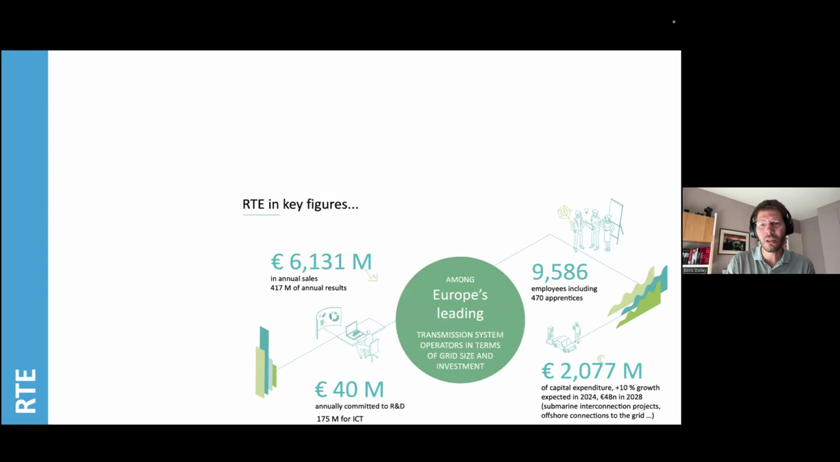We have 10,000 employees, and concerning the financial figures, it doesn't matter so much, but for the R&D, we have a dedicated budget of 40 million per year. And concerning the ICT, we have something like 300 applications in production. Some are very critical, and we invest each year 175 million on these digital assets, in order to do the work I described on the three layers and the R&D.